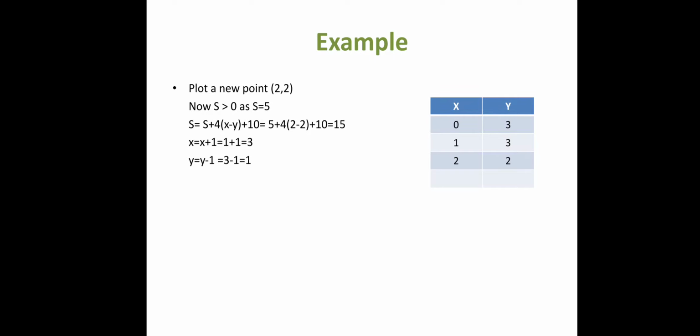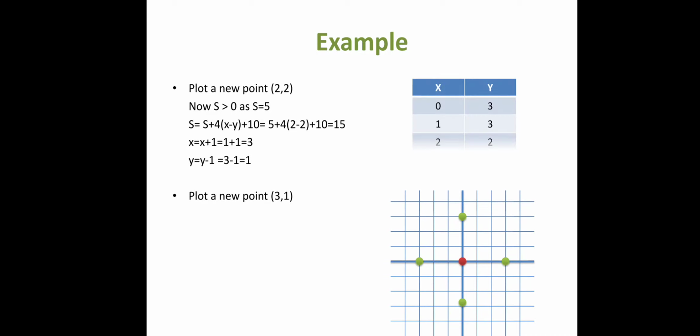Again I will check what the previous value of S is. 5. So, S is greater than 0. Again I have to update S is equal to S plus 4 into x minus y plus 10. So, now S is 15, x is incremented, y is decremented for this condition, right. So, what have I got now? 3, 1. So, I will plot a new point, that is 3, 1 over here. So, you can see the 3, 1. Then I will plot this 3, 1.